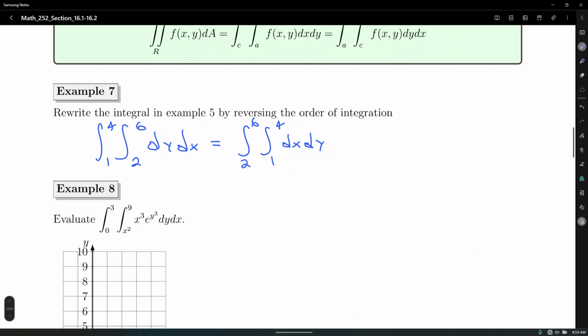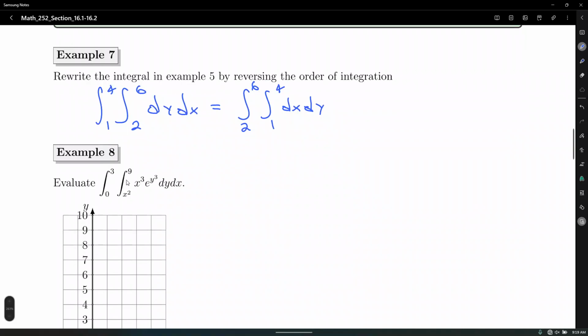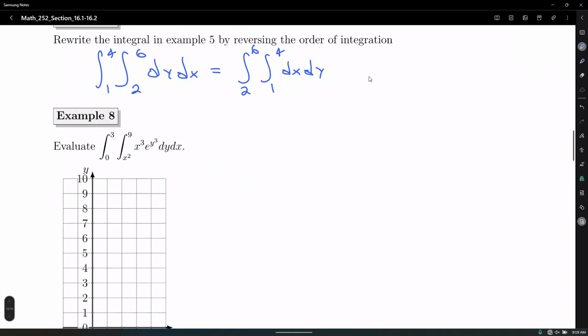Okay, so for example number 8, we have to evaluate the integral from 0 to 3 and from x squared to 9 for the function x cubed e to the y cubed dy dx. All right, so if we wanted to evaluate this integral, first with respect to y, we would need to evaluate this exponential e to the y cubed dy.